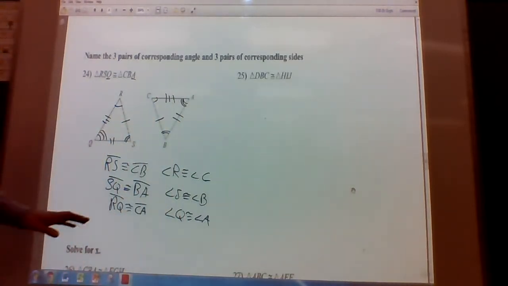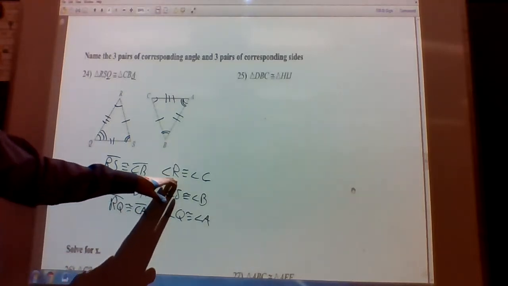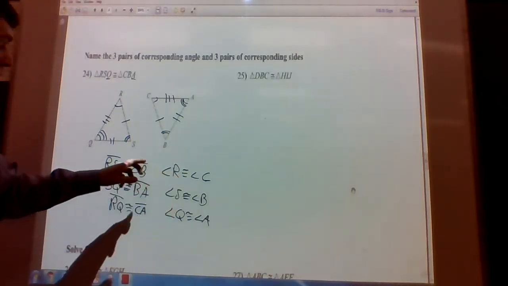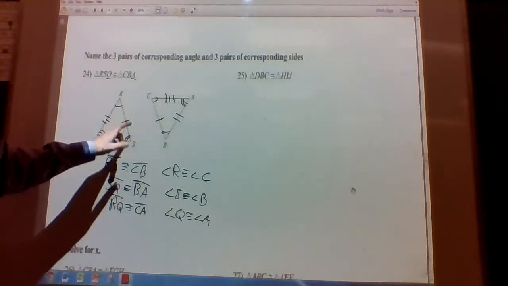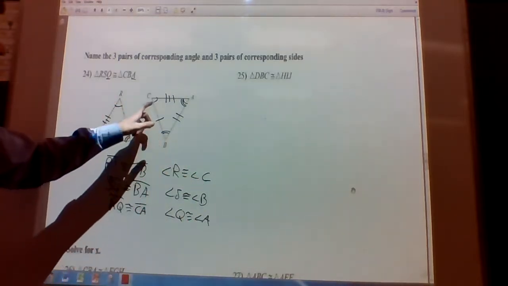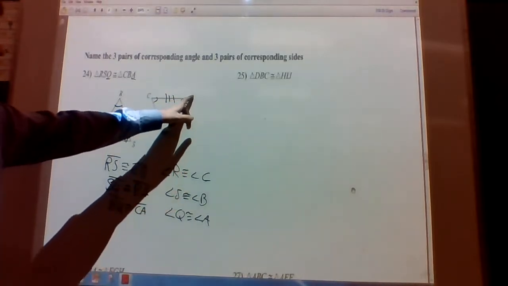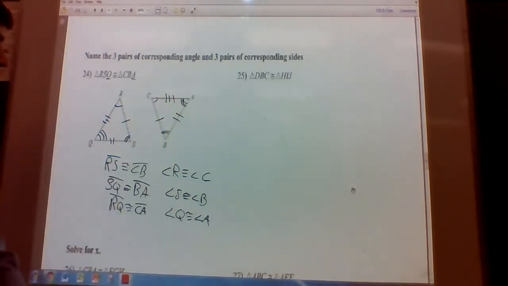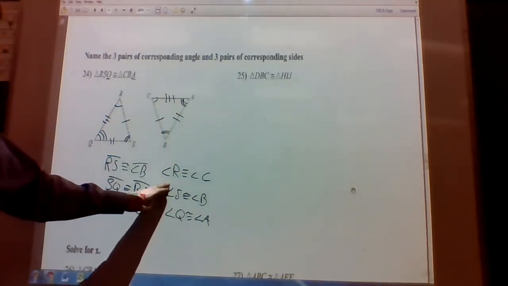Okay, we could also name these using the 3 points, right? So angle R, we could have named angle QRS or angle SRQ. And angle C, we could have named angle BCA or angle ACB. It's simpler just to do it this way.